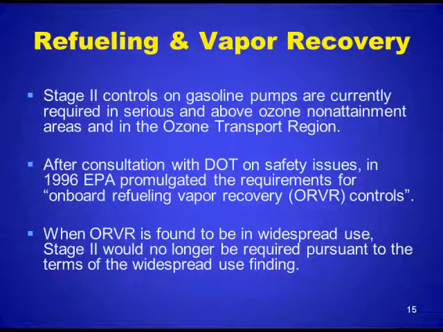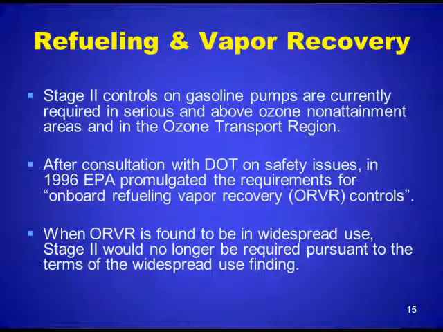Now, Stage 2 controls are actually on gasoline pumps, and they're currently required in serious and above ozone non-attainment areas and in the ozone transport region. This equipment traps the vapors and returns them to the underground storage tank. After consultation with DOT on safety issues, in 1996, EPA promulgated the requirements for onboard refueling vapor recovery controls. This is an onboard canister that will trap those vapor emissions and return them to your gas tank. When this technology is found to be in widespread use, Stage 2 would no longer be required, pursuant to the terms of the definition of what constitutes widespread use.